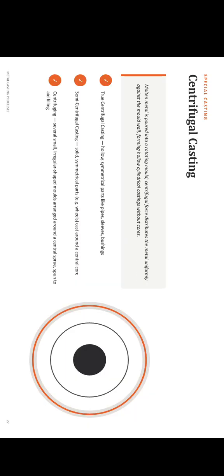Centrifugal casting. Three methods: true centrifugal casting, semi-centrifugal casting, and centrifuging. True centrifugal casting produces hollow symmetrical parts like pipes, sleeves, and bushings. Semi-centrifugal casting produces solid symmetrical parts, such as wheels, cast around a central core. Centrifuging: several small irregular shaped molds are arranged around a central core, spun, and filled.